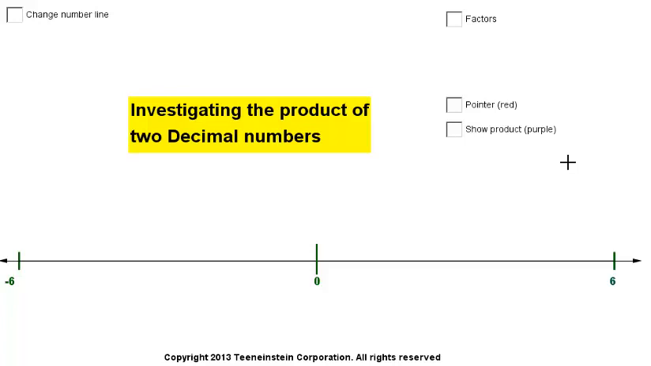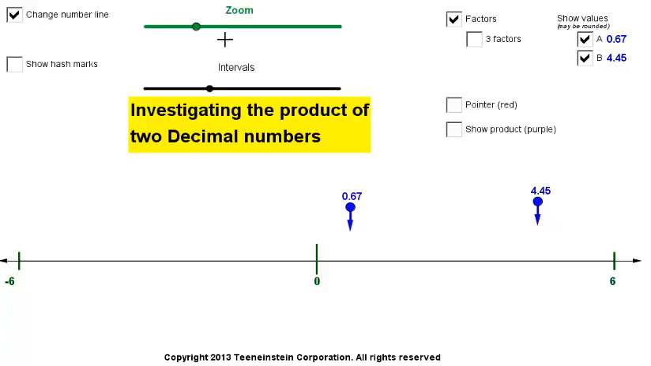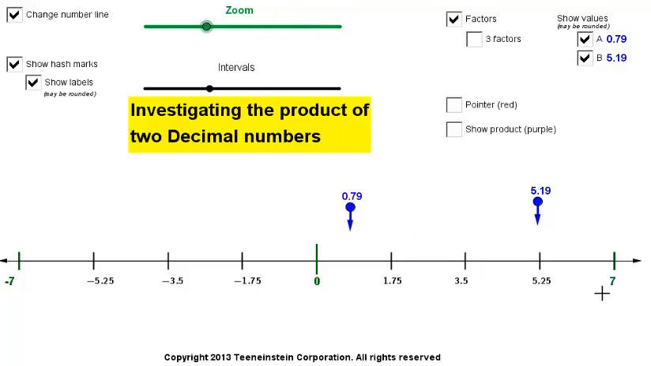I am going to use two decimal numbers initially. For example, A and B, where A is 0.67 and B is 4.47. Maybe I will zoom the scale. Okay, the scale is a number line here from -7 to +7.